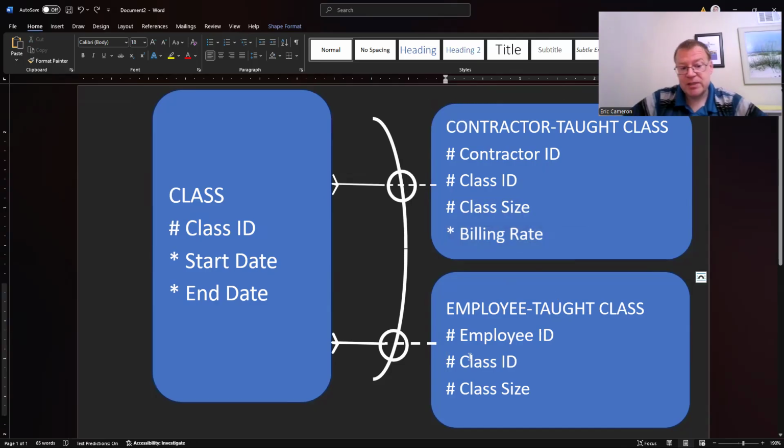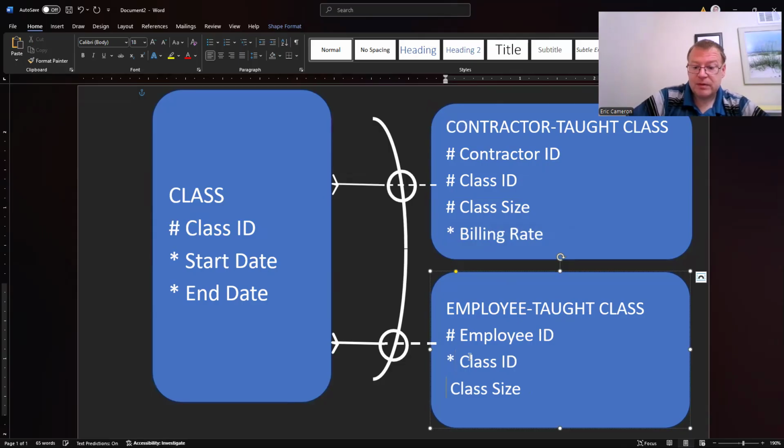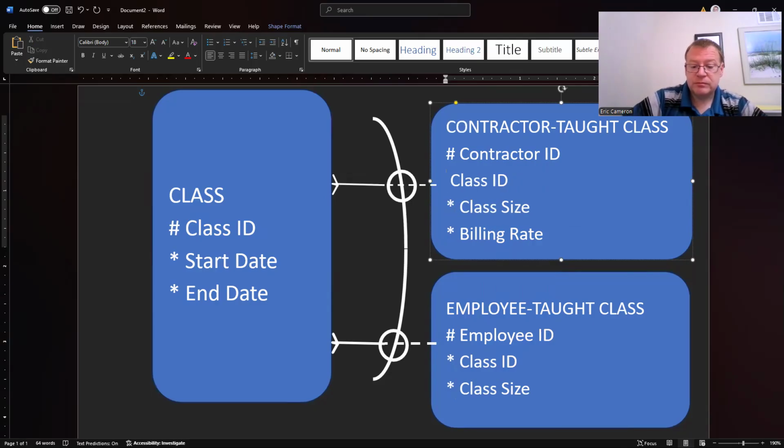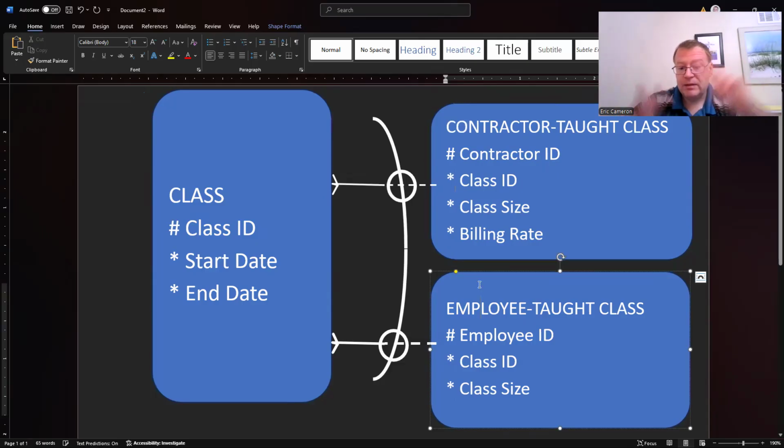And just realizing we should have those stars there. So, but yes, and actually in this case, the billing rate would be, I would assume, mandatory. You want to know how much you're paying someone. But class ID, class size, which again, you could set a database rule to say the maximum for the contractor table is 15. The maximum for the employee taught is 20.